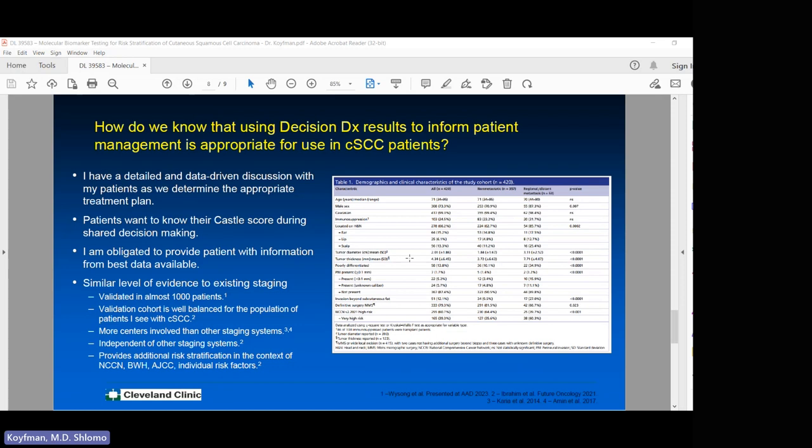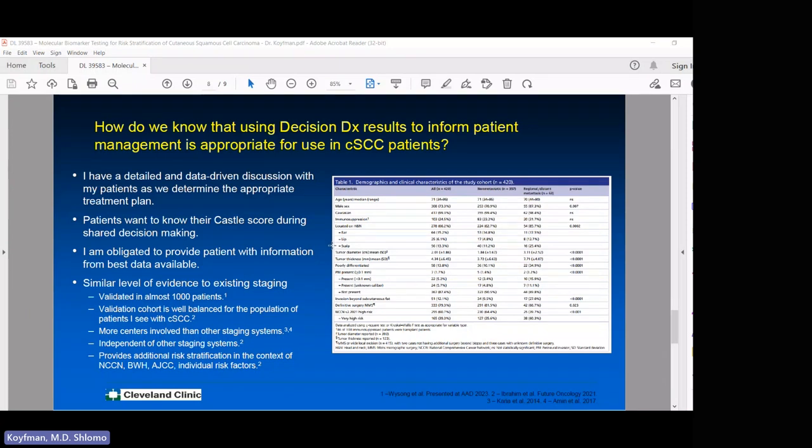You can see here that based on 420 patients in a large study cohort, patients want to know their CASTLE score during shared decision-making. I feel ethically obligated to tell them about the data, even if it's retrospective. I feel ethically obligated to take them through it. And I have yet to have a patient not feel compelled to get it.